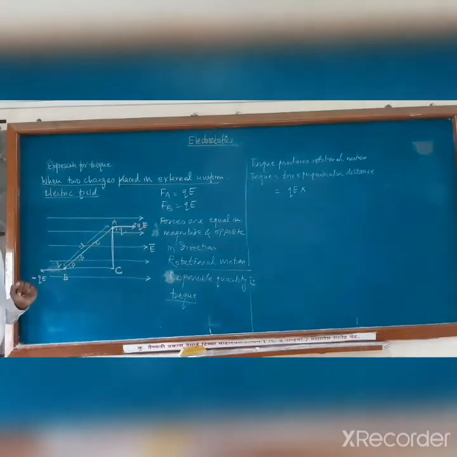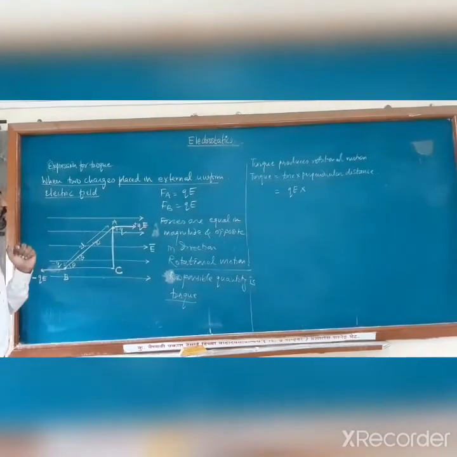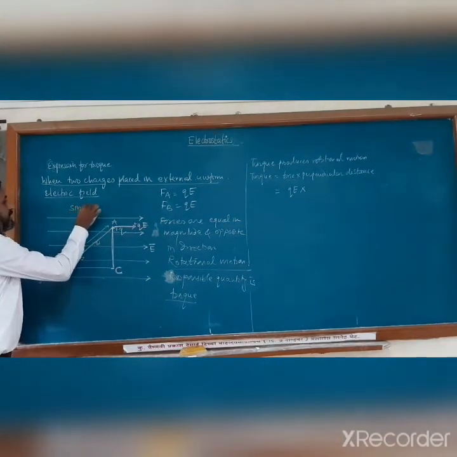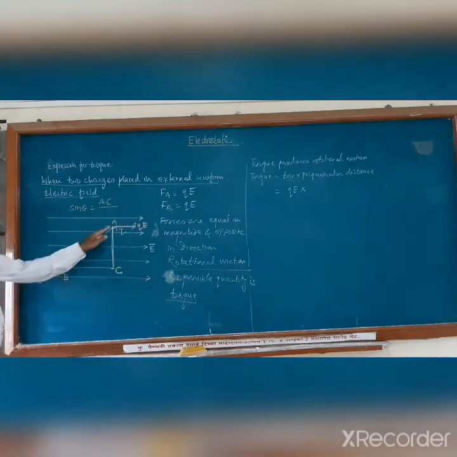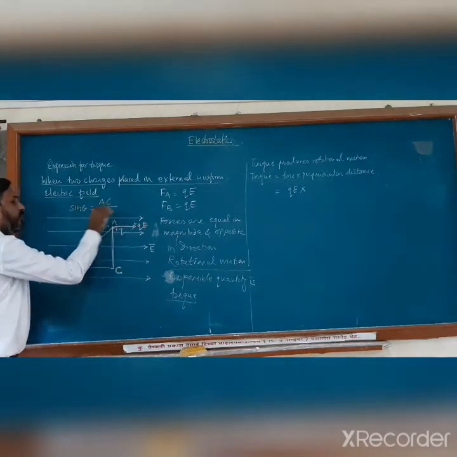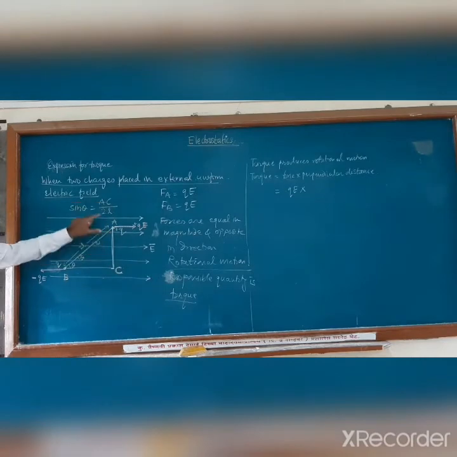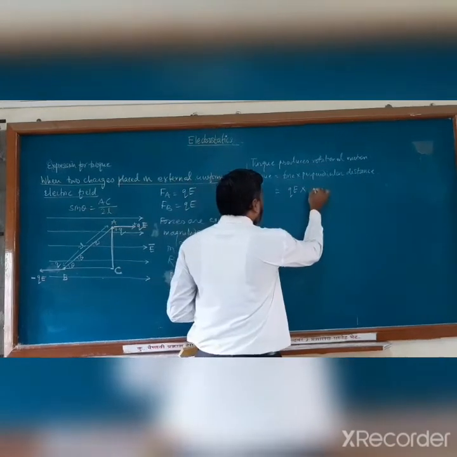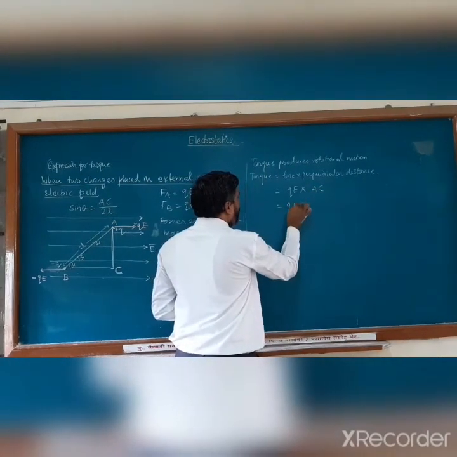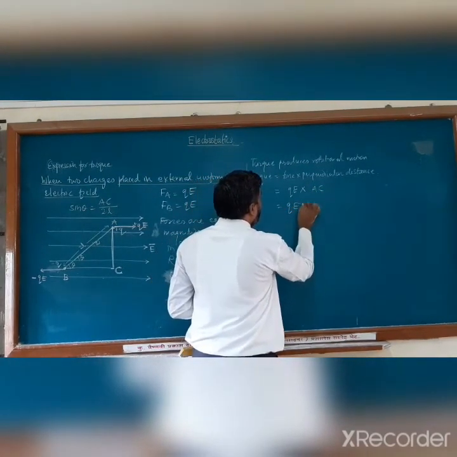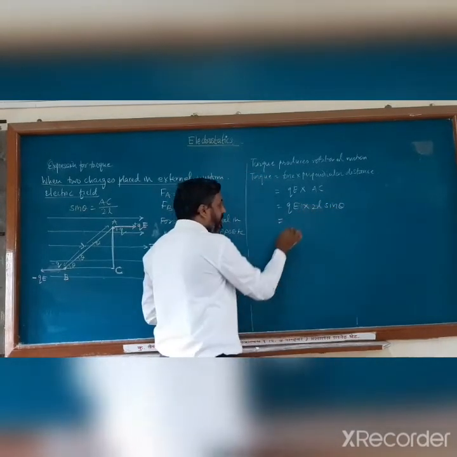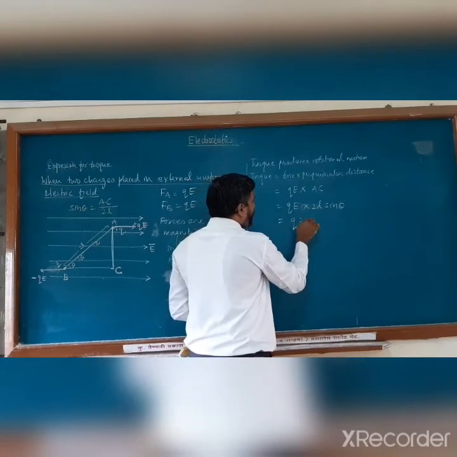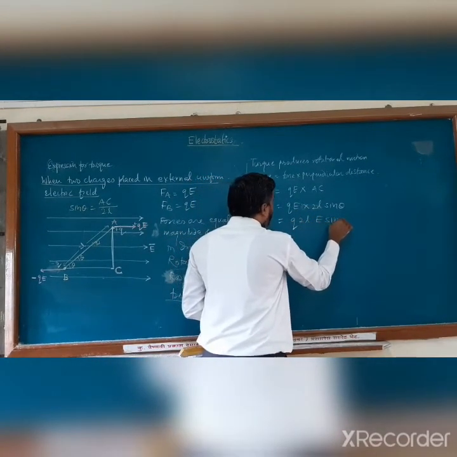So I am using a trigonometric function, sine of theta. Sine theta equals the opposite side, that is AC, divided by the hypotenuse, which is 2L. So what is AC? AC is 2L into sine theta. So I am writing here, the perpendicular distance is AC, which becomes 2L into sine of theta. Just rearranging the terms, the expression becomes Q into 2L into E into sine of theta.